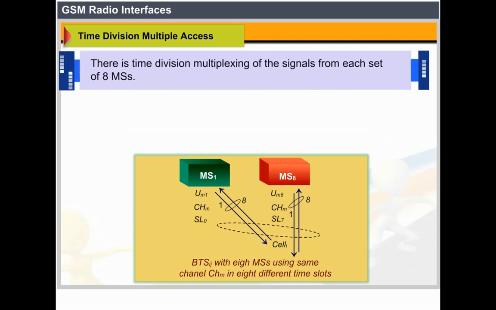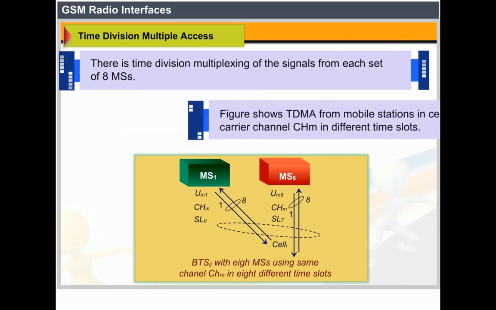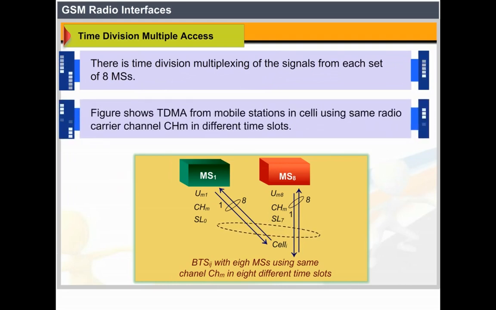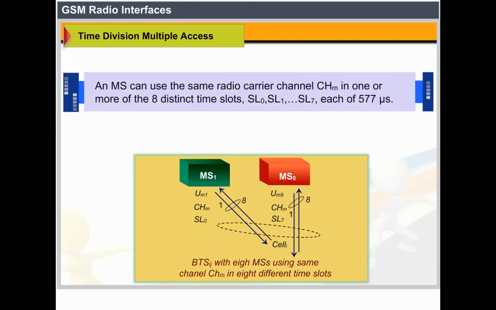There is time division multiplexing of the signals from each set of 8 MSs. The figure shows TDMA from mobile stations in cell I using the same radio carrier channel CHM in different time slots. An MS can use the same radio carrier channel CHM in one or more of the 8 distinct time slots, SL0, SL1 up to SL7, each of 577 µs.